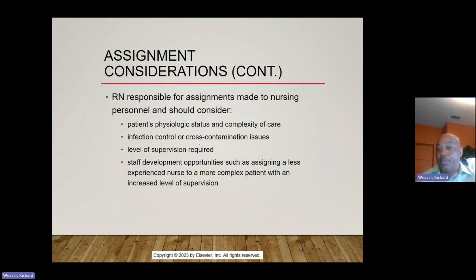Something else to think about is, does the patient have multi-system involvement? Is the patient in respiratory failure and renal failure and liver failure? That's a pretty complex patient that you must consider before making assignments. Does the patient need extensive health education? That would require an RN who has more extensive knowledge, right? Does the patient need extensive emotional support?